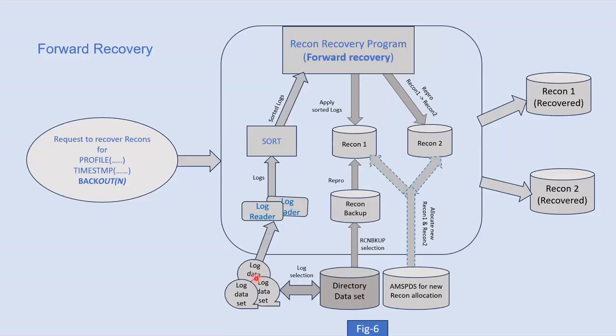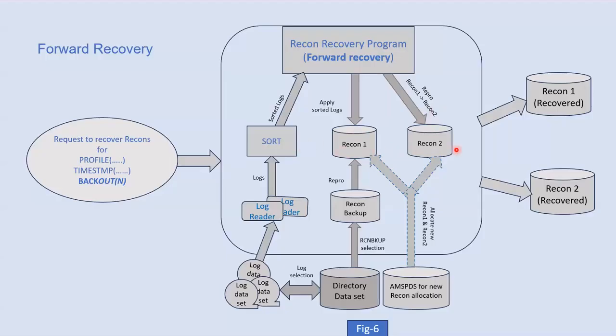So once the Recon backup is selected, it repros the backup Recon onto Recon 1. And then it will start reading the log data sets, ask them to sort, and then apply those sorted records to Recon 1. This process continues until all the log records are processed. Once done, then it simply copies Recon 1 onto Recon 2 using IDCAMS repro command. So that's how you end up with recovered Recon data sets, Recon 1 and Recon 2. Again, we have a demo for that.